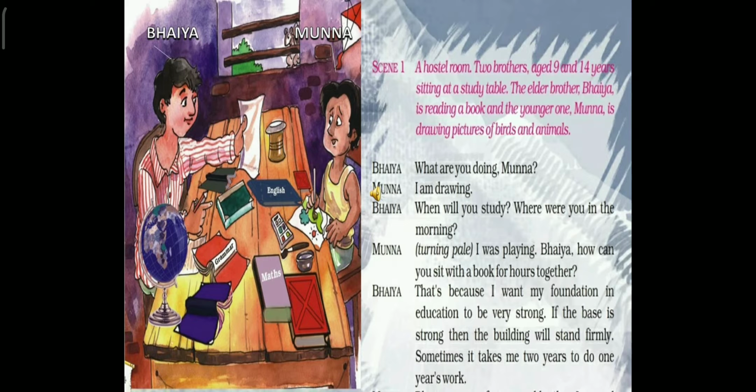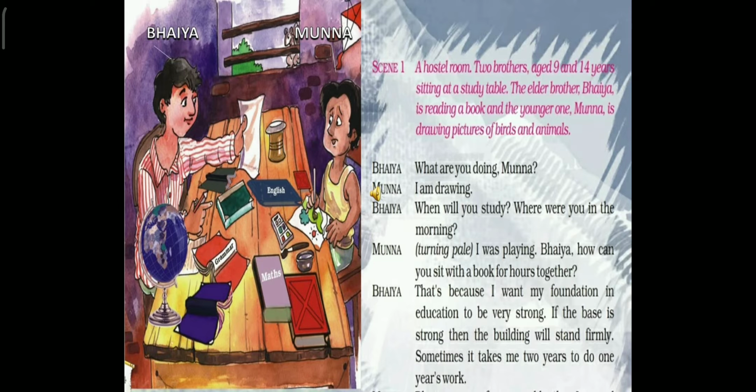All right, students. Now see, 2 pictures have been placed side by side. The brothers are, as you can easily understand, one is Bhaiya and one is Munna. Here, Bhaiya has many books opened in front of him. There is a globe in front of him. He has a pencil in his hand. On the other hand, Munna is drawing something. Yes, he has a drawing copy, a brush is there. All right, he is drawing.